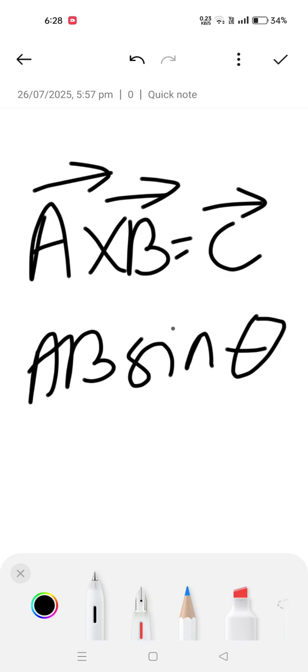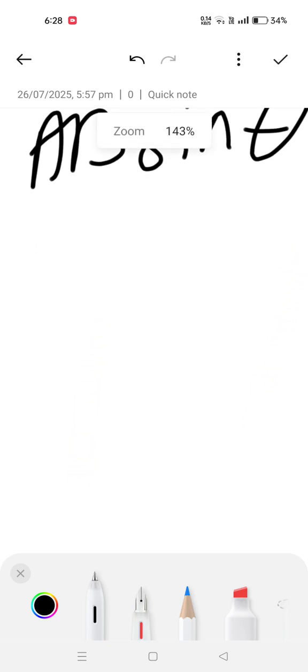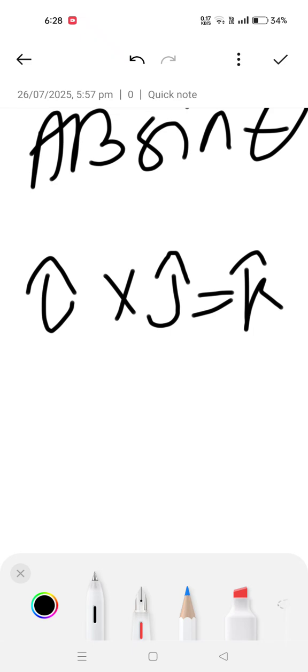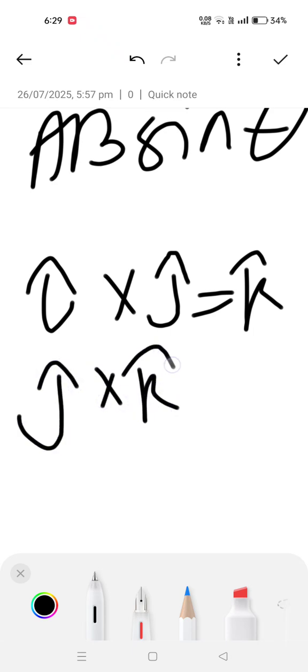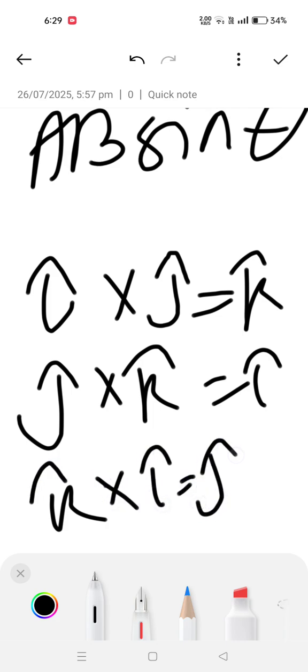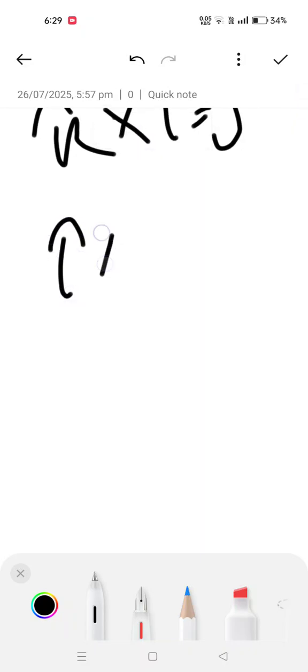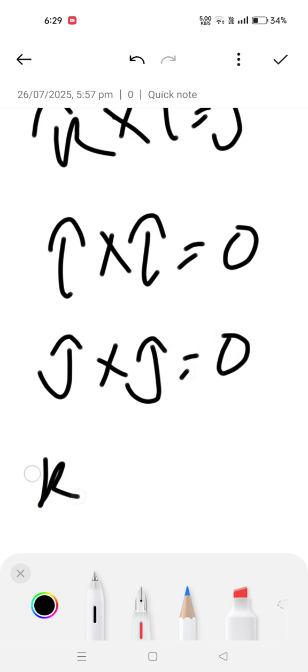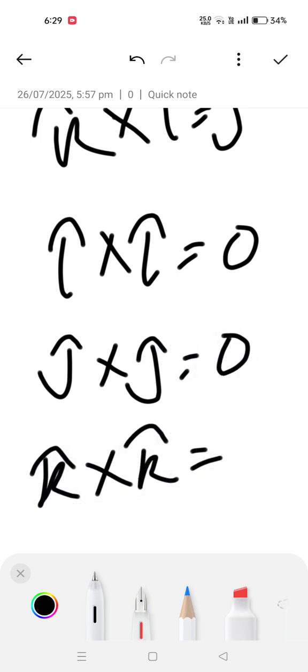Okay, next we have an important thing: i cap cross j cap is equals to k cap. Sequence wise, j cap cross k cap is equals to i cap, and k cap cross i cap is equals to j cap. ठीक है, एक वेक्टर को खुद ही के वेक्टर से अगर क्रॉस करोगे तो उसका रिजल्टेंट ज़ीरो आएगा. ठीक है, पर वहाँ पे ज़ीरो नहीं आ रहा था, वहाँ पे यानी कि डॉट प्रोडक्ट में वन आ रहा था और एक वेक्टर को दूसरे वेक्टर से मल्टीप्लाई करने से ज़ीरो आ रहा था.